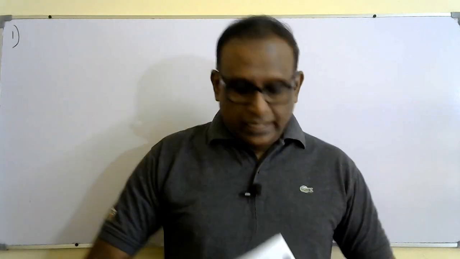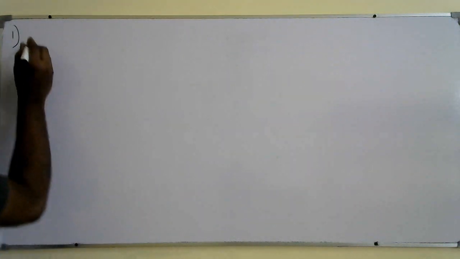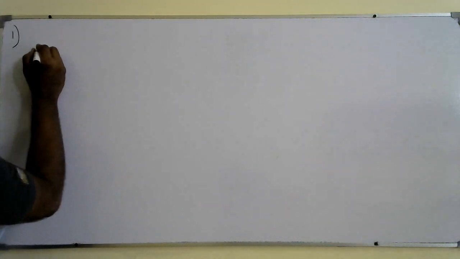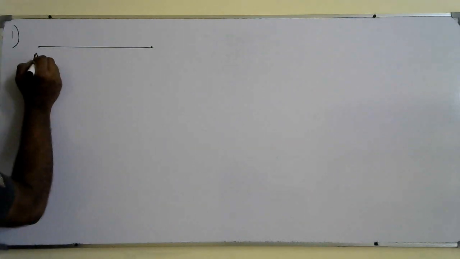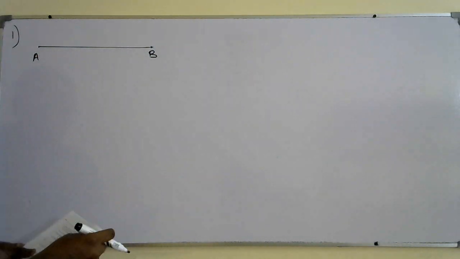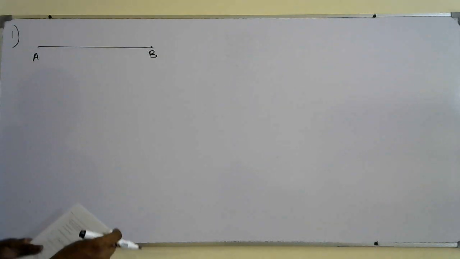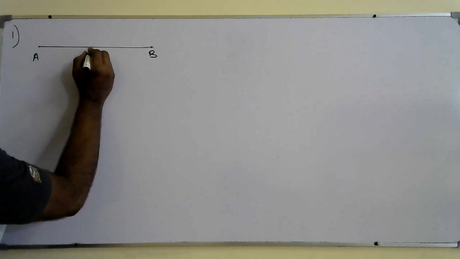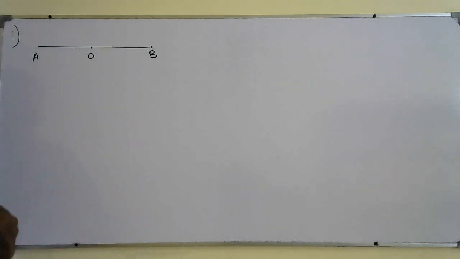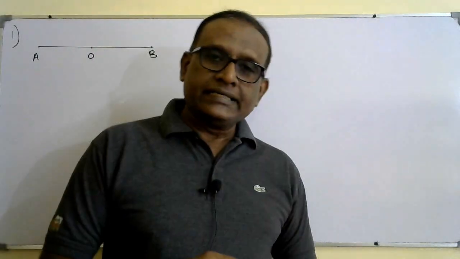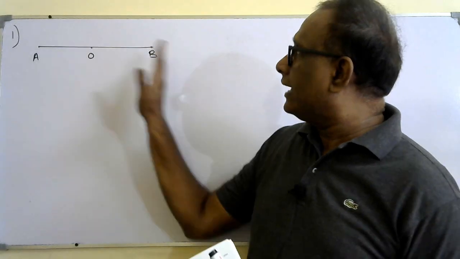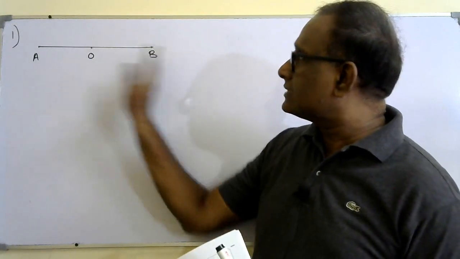So we put it on a diagram. A and B are two points at a distance of 0.6 meters apart. O is the center. That means the particle is oscillating between A and B, and those are the extreme positions.